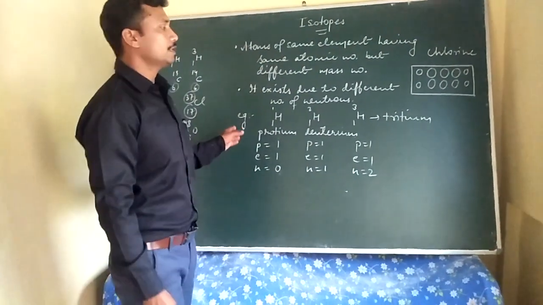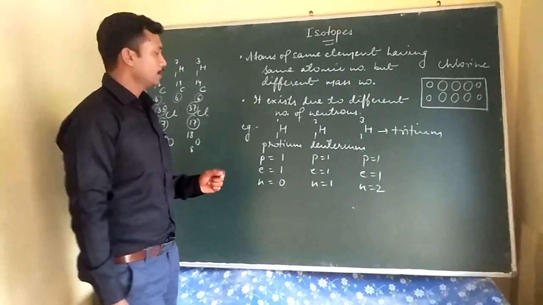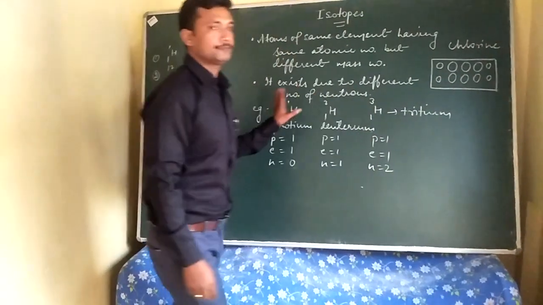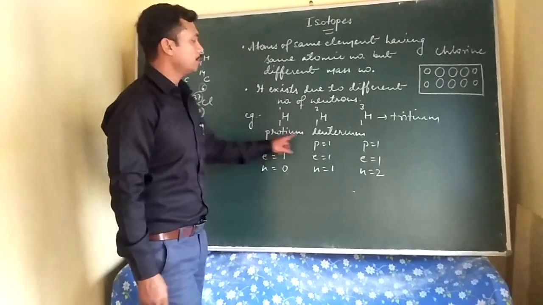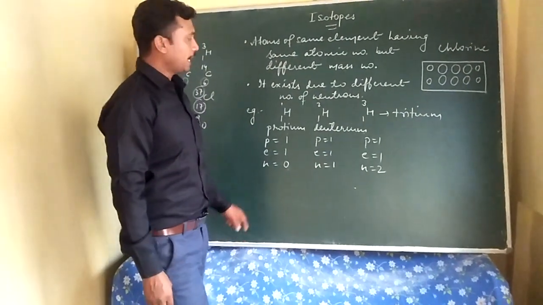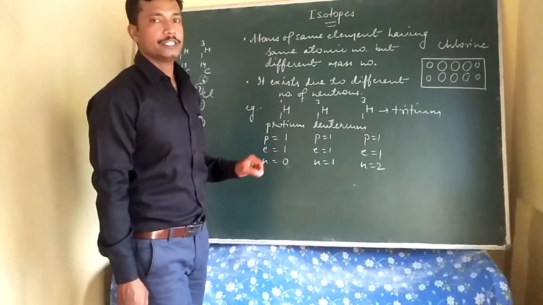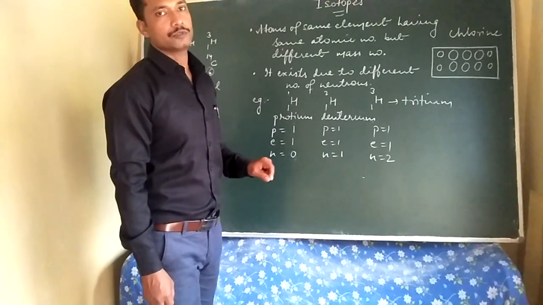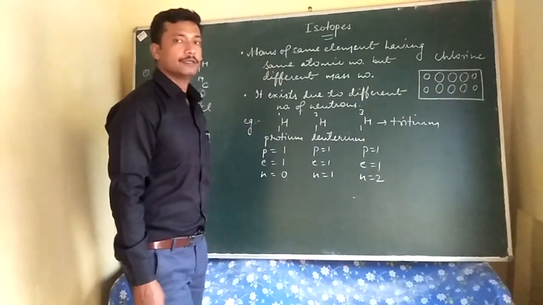Now let us compare the particles of each of these isotopes. We find the protons in all these 3 cases are the same, because the atomic number gives the number of protons also. And since all these atoms are neutral, they do not carry any charge, so electrons will also be equal to the number of protons. So we find electrons also 1 in each case.